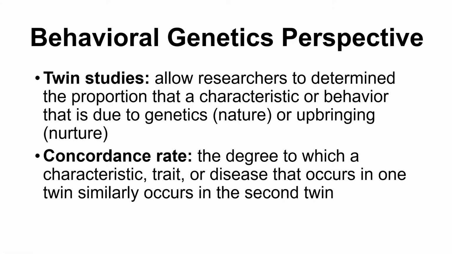Once we've done that hand-waving math in the background, we can calculate a concordance rate, where we look at the degree to which a characteristic, trait, disease, or whatever occurs in one twin and also occurs in the other. So how often do both twins have that particular trait? Or we might calculate a correlation, which is just another way of measuring the relationship here. So how much is due to genetics.